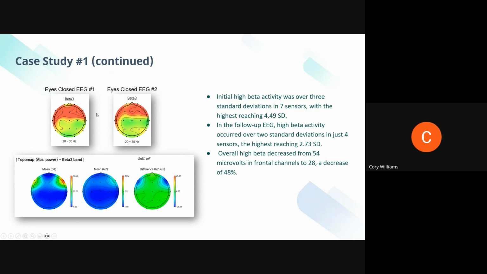Now, look, he still has a lot, right? And if you look at these 2 pictures, eyes closed number 1 and eyes closed number 2, it's red and it's red, right? He still has a ton of frontal beta activity.